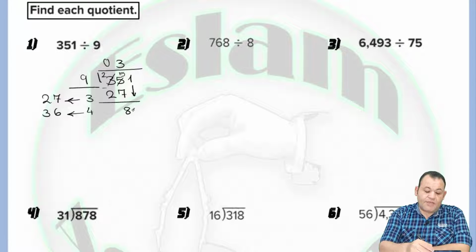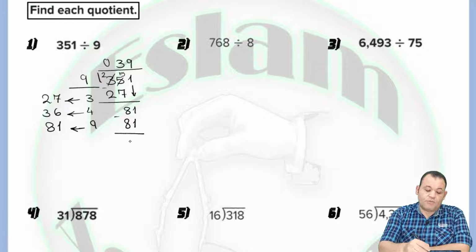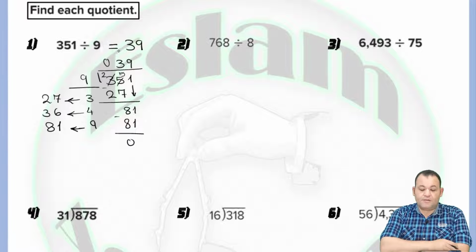After subtracting, bring down the next number. Now 81 divided by 9. The closest number now will be 9, because 9 times 9 equals 81. Just write 9 up and 81 down. Now subtract, and it will be equal to 0. So the quotient now will be equal to 39.